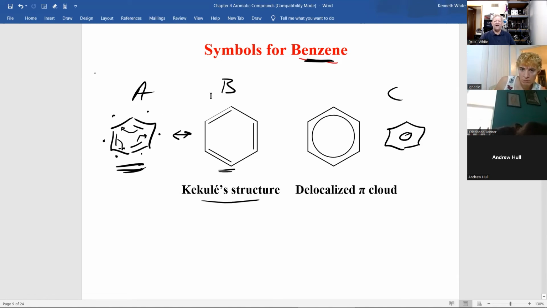Why? Somehow I decided A and B look a lot cooler than C. Dr. White likes to be a cool dude. So if you write on a test the delocalized pi structure like C, I'll give that full credit. But in class, I'll always do A or B because I just think it looks cooler, because I like to be cool.